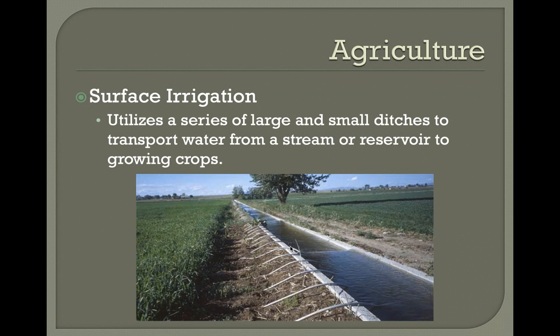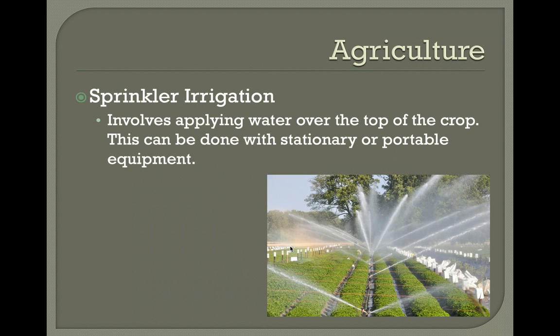And so basically they are sourcing the water from a stream or creek or river, and they're using that for irrigation purposes, and just basically taking that water from that particular source. Sprinkler irrigation is going to be where you actually have to have some extra equipment that's put in.